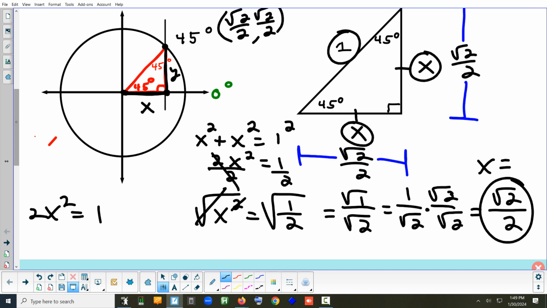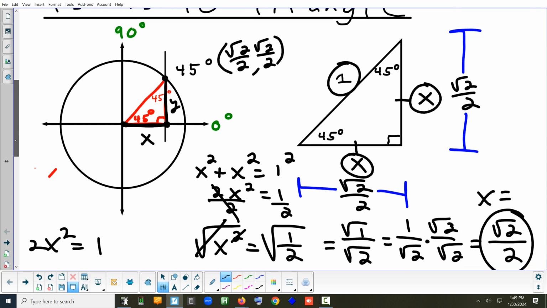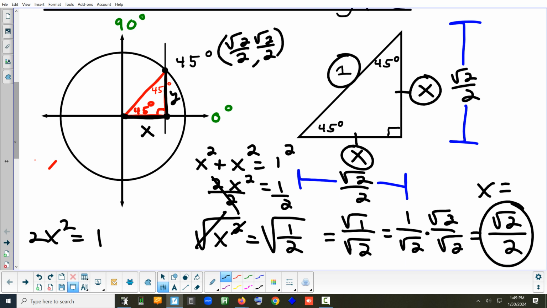Are we ever not going to be using a unit circle? I'll have to see tomorrow if we do one problem without a unit circle, but it's very, very similar. It's not really any harder as long as you know how to do this.